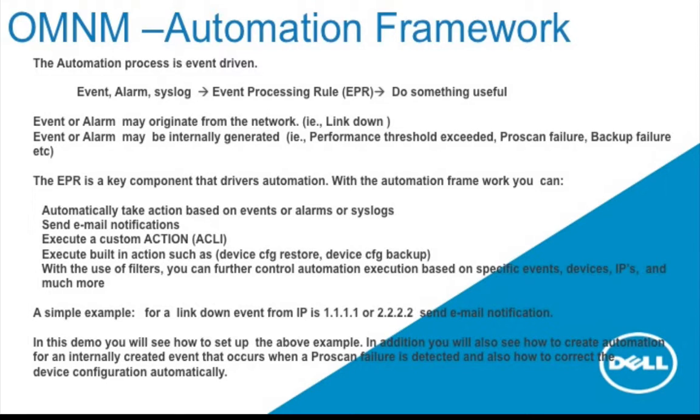Okay, the simple case, as I mentioned earlier. The process is event, alarm, or syslog goes to an event processing rule, and then you do something useful. In this case, it's going to be a link down. We're going to create a rule, or look at a rule, for a link down and set that to trigger only on specific IPs and send an email notification. So let's go ahead and take a look at that now.